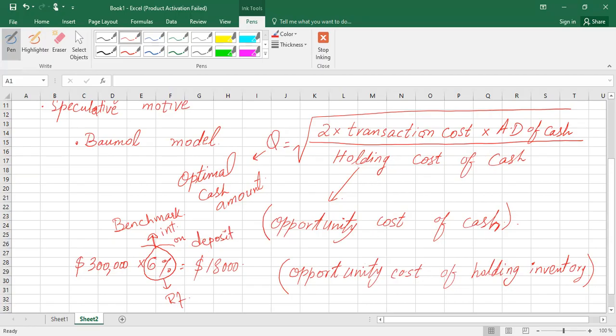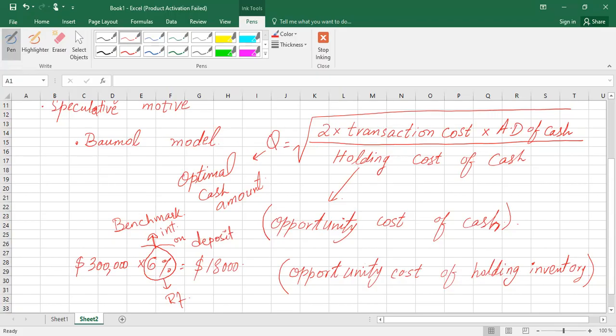And transaction cost will arise whenever you perform a transaction. If you perform a greater amount of transactions, definitely your transaction cost will be high, because every time you have to pay either bank charges, or any kind of taxes or excise duties. So this is called transaction cost and annual demand of cost.